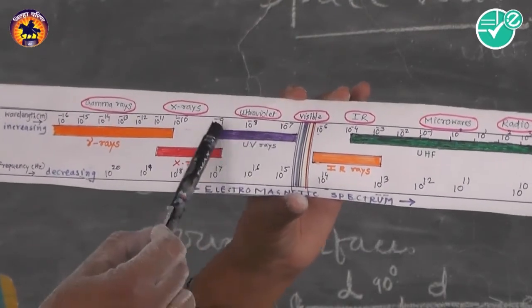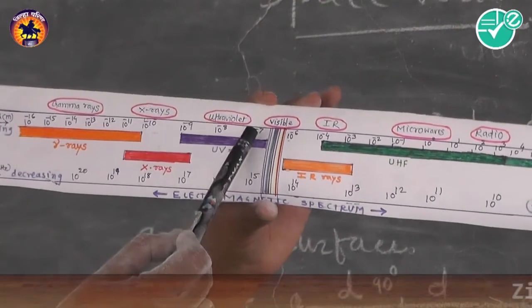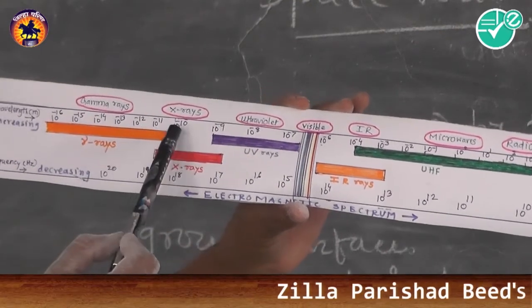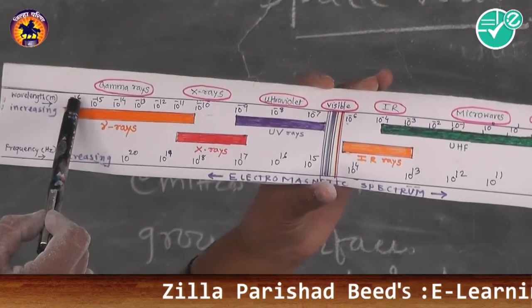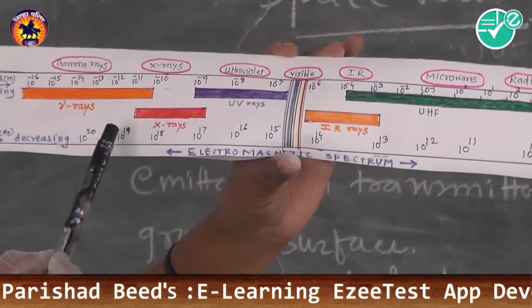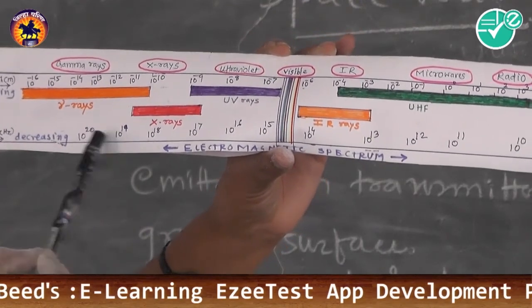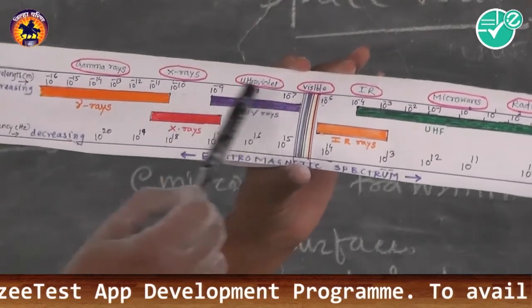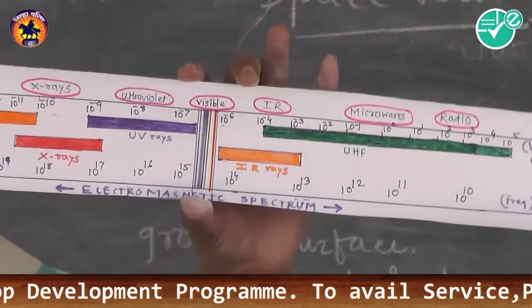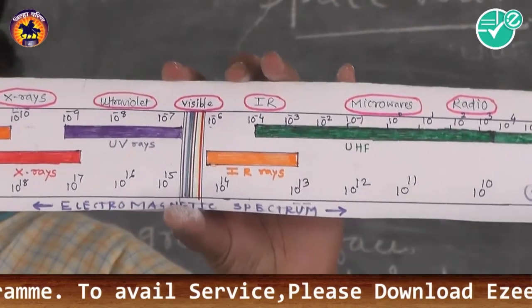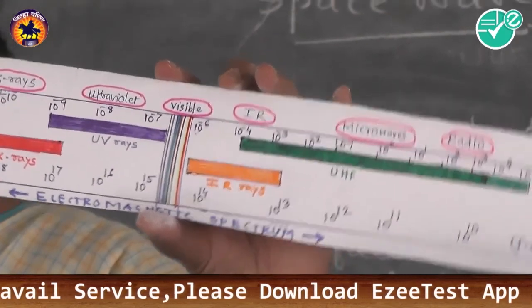Ultraviolet ranges in the wavelength of 10 raised to minus 7 to minus 9 meter. Gamma rays are in the band 10 raised to minus 10 to 10 raised to minus 16, and X-rays 10 raised to 17 hertz to 10 raised to 19 hertz. These are the frequency decreasing scale and wavelength increasing scale. This is a simple method to learn by heart the frequency and the wavelength of the electromagnetic spectrum.